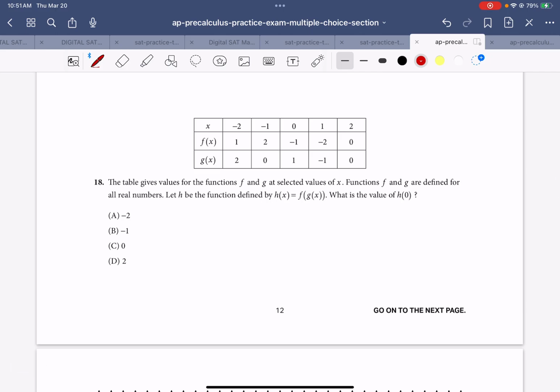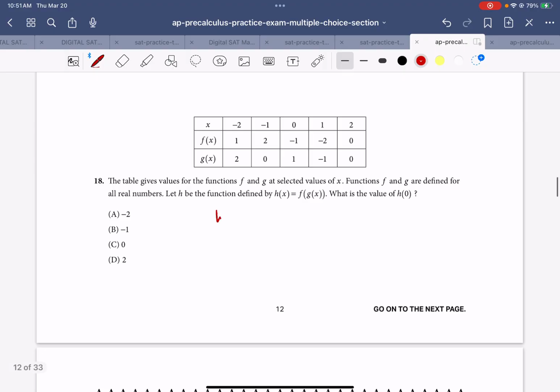Number 18, the table gives the values of the functions f and g at selected values of x. Functions f and g are defined for all real numbers. Let h be the function defined by h of x equals the composite f of g of x. What is the value of h of 0? Okay.